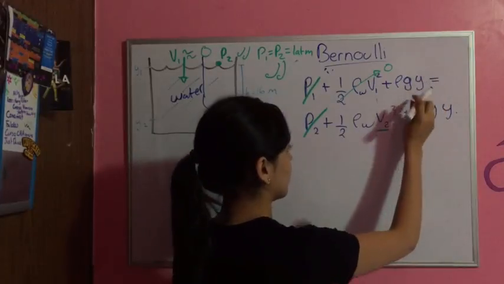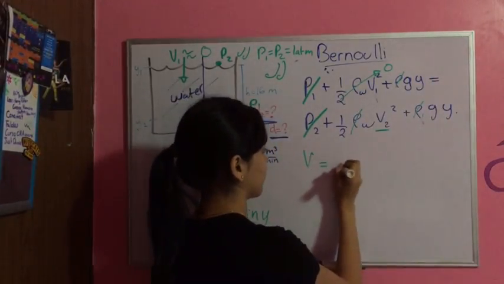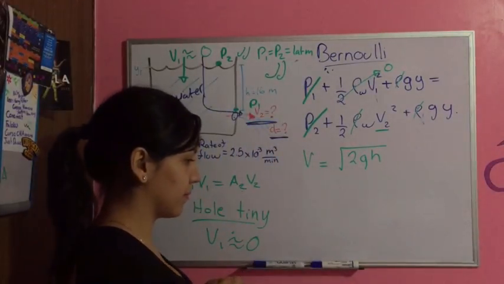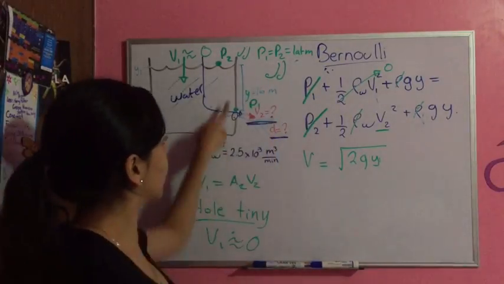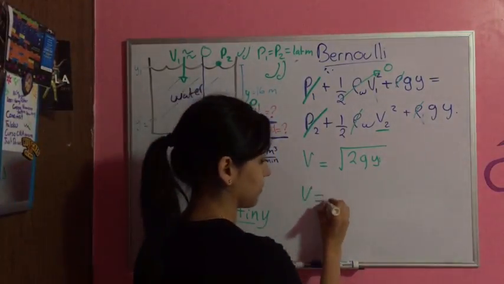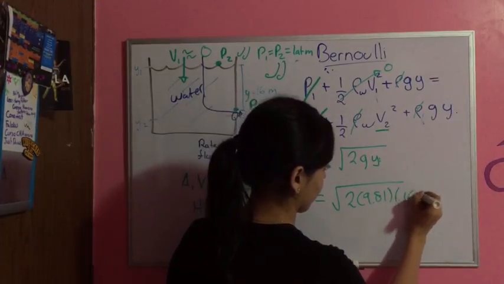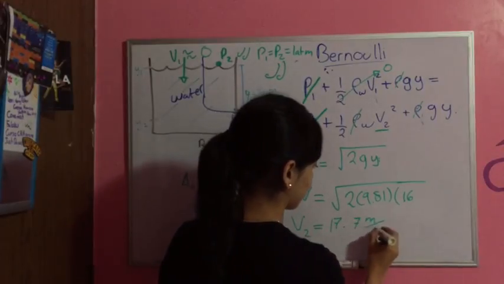Also the densities cancel out because they are in each term. And now we only have to isolate the velocity and we'll get this. Already given us the height from which the hole is, we'll get that the second velocity is 17.7 meters per second.